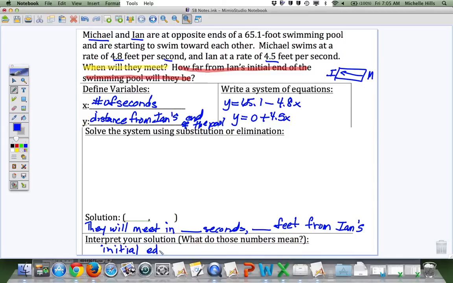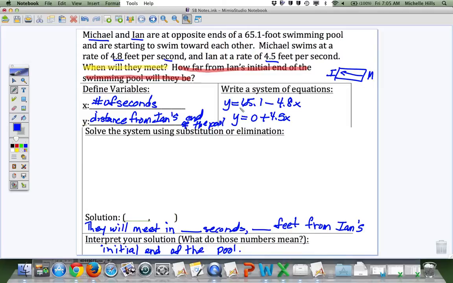If you are being choppy and you are saying blank seconds, blank feet, or something like that, you will not be proficient. So I'm going to answer this using one or more complete sentences. They will meet in blank seconds, blank feet from Ian's initial end of the pool. Now I have to solve this so that I can fill in those blanks.